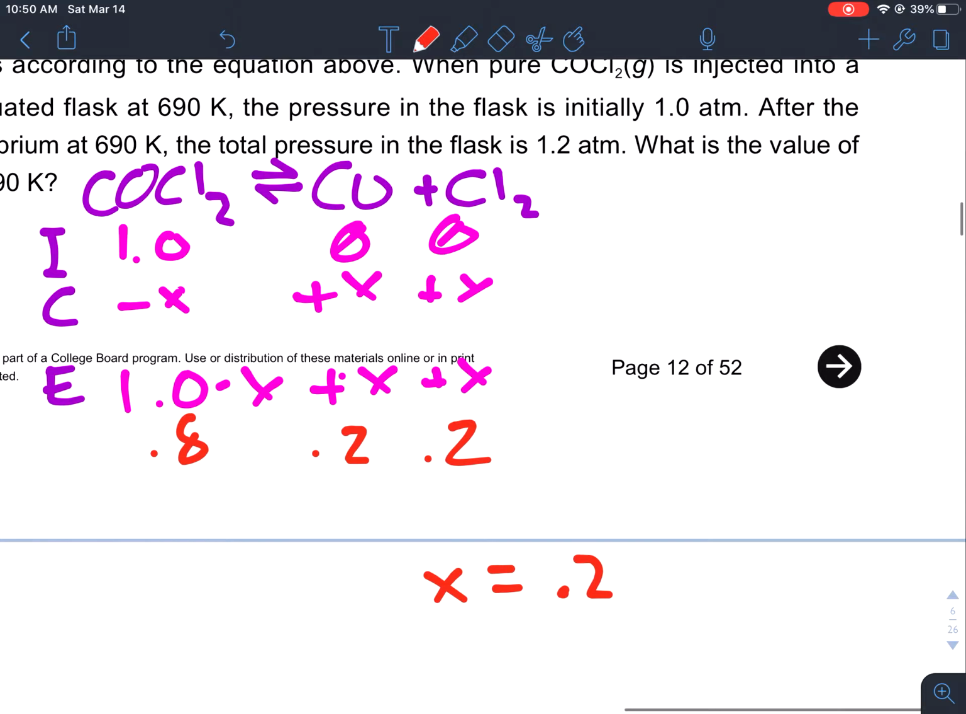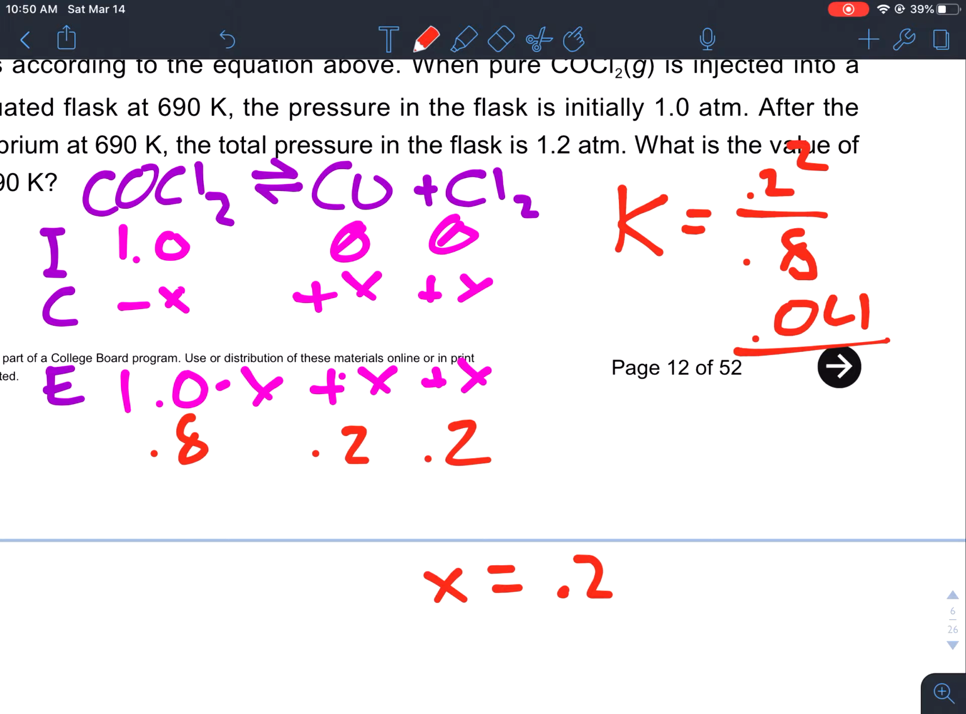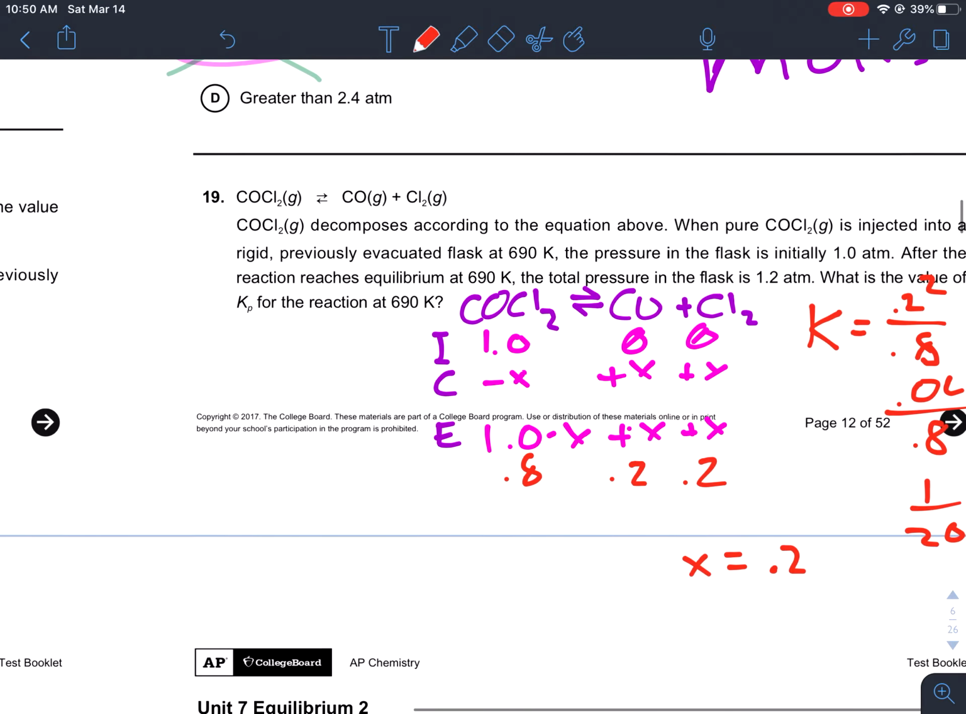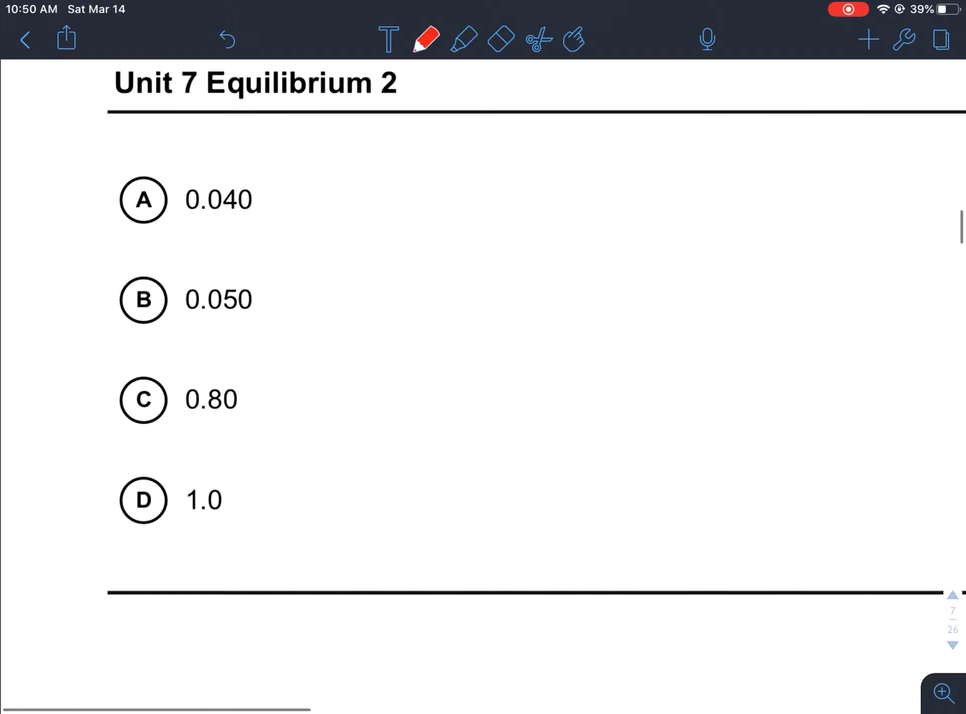Now you're going to do your K. Your K is equal to 0.2 squared over 0.8. 0.2 squared turns out to be 0.04, and I would honestly think a lot of people would make a mistake of making that 0.4, right? So anyways, this is like saying 1 over 20. The answer is 1 over 20. The answer is B.